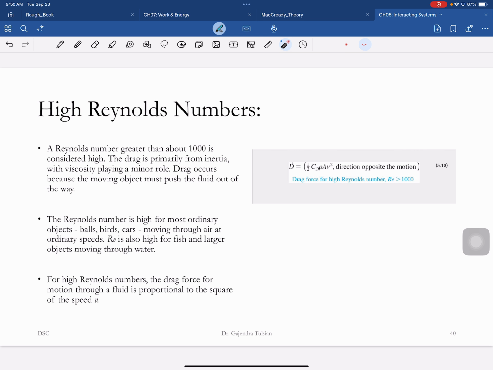So high Reynolds number, if a Reynolds number is greater than 1,000, it's considered high. And then the drag forces are proportional to the speed square. So here are the drag forces, and it's proportional to the speed square. So what does this mean? If you double your speed, the drag force quadruples. So it gets harder and harder to move faster and faster.